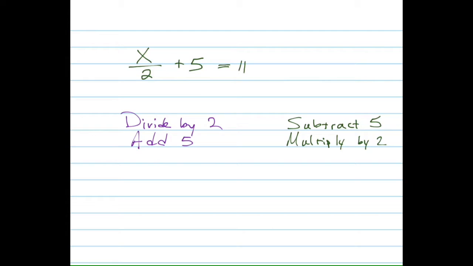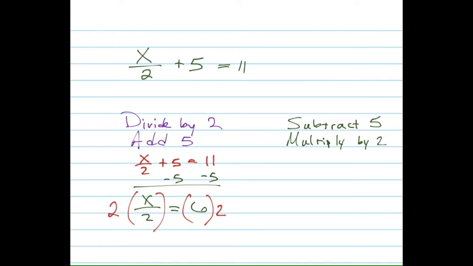So in order to solve this equation, that's the steps I'm going to take. I'm going to start by subtracting 5 from each side. So on the left, the 5 is eliminated. And what do we have on the right? 6. Then my next step is to multiply both sides by 2. On the left, the 2's are eliminated. And what do we have on the right? 12.